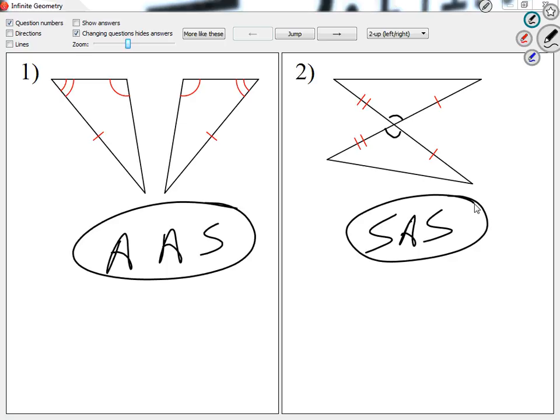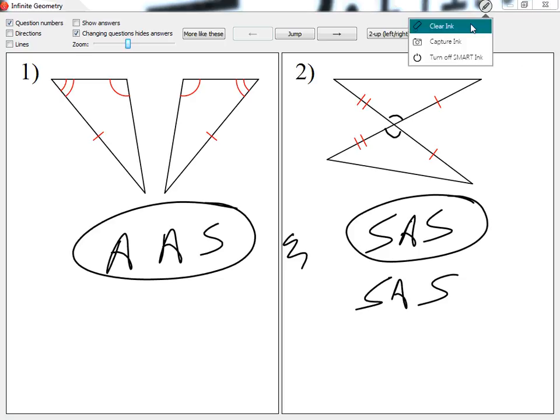Once again, look for what you have 2 of, and then look at the third mark and think about whether it's in between or not. What do I mean by the third mark? In this case, the angle. The way we started here, we did 2 sides. The third mark is the angle, so the question was, is the angle between the sides? It is, so that's why we put it right in between.